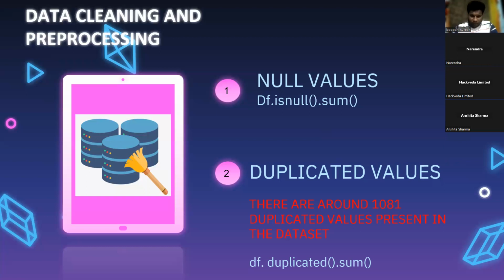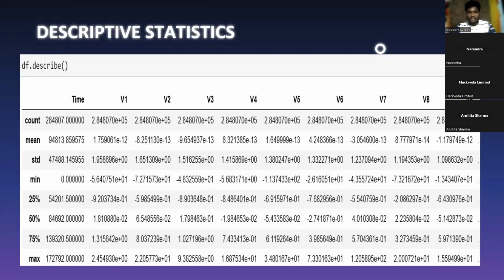Here you can see df.duplicated().sum(). What that command does is it will erase the total 1081 duplicate values and gives the clean data to us. Okay. Descriptive statistics is nothing but it will describe the data set. You can see it gives the count, mean value, standard deviation, minimum, 25%, 50%, 75%, and maximum of the given data set. It will describe the data.